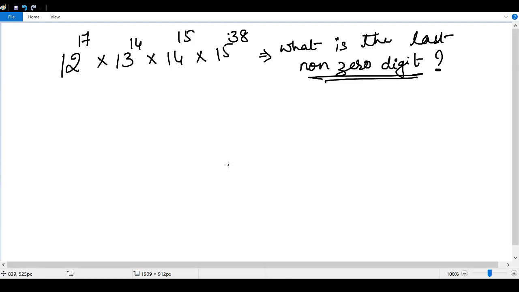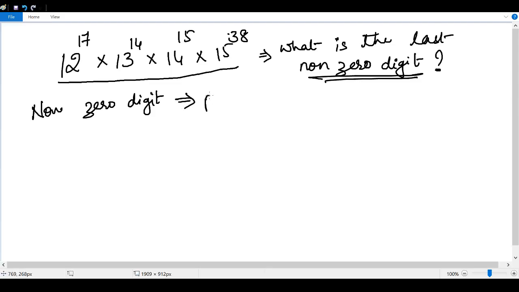Okay, so let's see what the answer is. I'm asking you what is the last non-zero digit. For me to find the last non-zero digit, the first thing I have to do is remove all zeros that's possible. Please understand, listen carefully. For a non-zero digit, I have to remove all possible zeros.